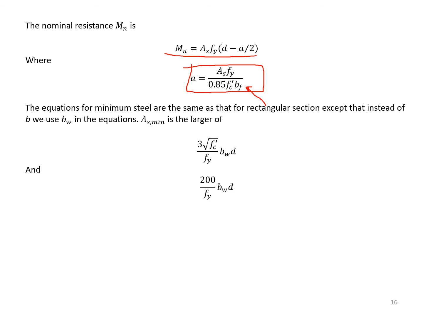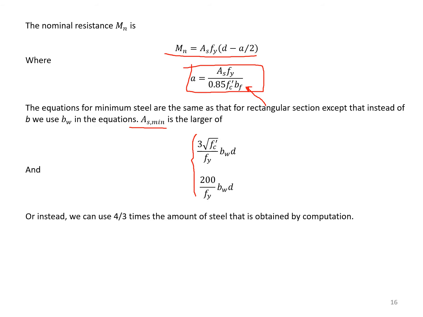Also, we have to make sure that area of steel is larger than As minimum. The As minimum in this case is very similar to that of a rectangular section, except that we need to use bw in our equations. And as it is customary in rectangular section design, which is also applicable to T-section design, instead of these two minimum values, we can always use 4/3 of whatever As is found by computations. So if we find out that our As, area of steel, is smaller than these two, we can always use 4/3 of that As as our minimum steel.